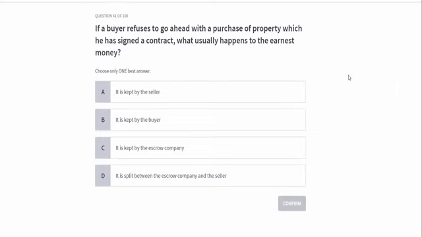All right. So 41, if a buyer refuses to go ahead with a purchase of property for which he has signed a contract, what usually happens to the earnest deposit or the earnest money? So there's four options here. A, it is kept by the seller. B, it is kept by the buyer. C, it is kept by the escrow company. Or D, it is split between the escrow company and the seller. So go ahead and come up with your answer on this one.